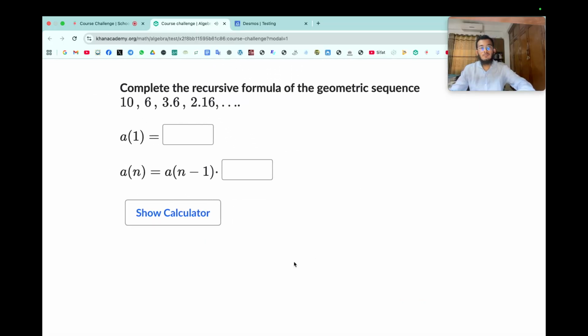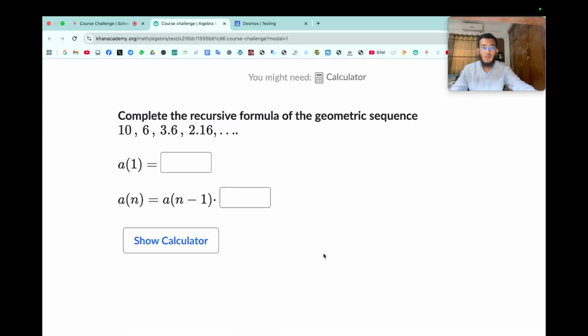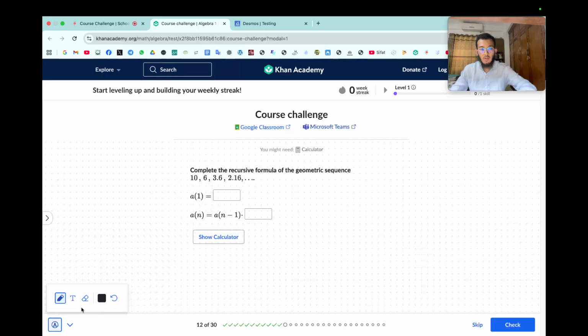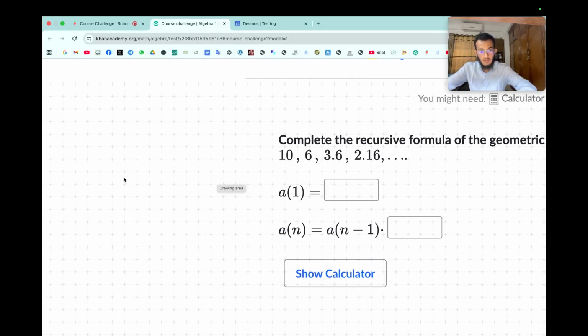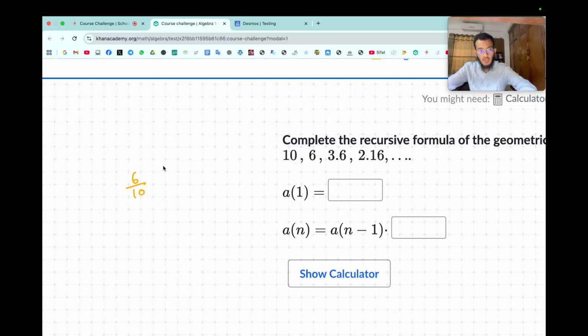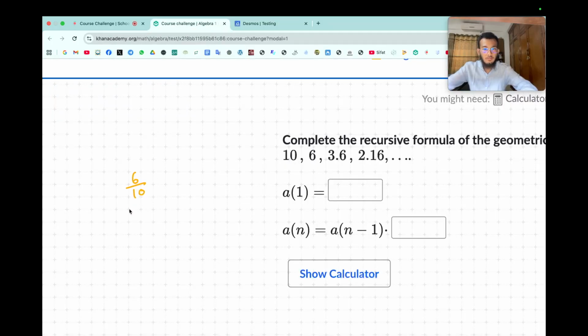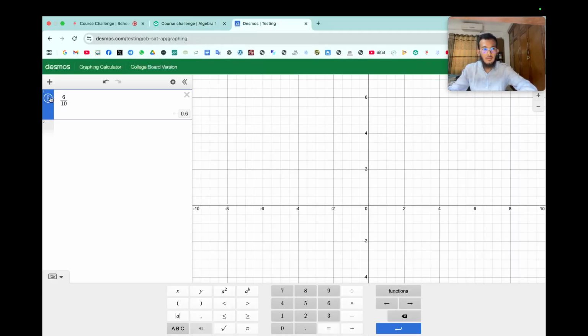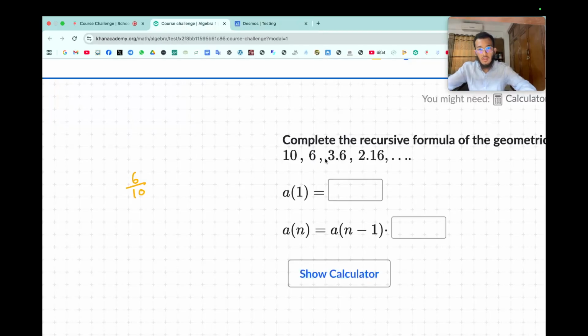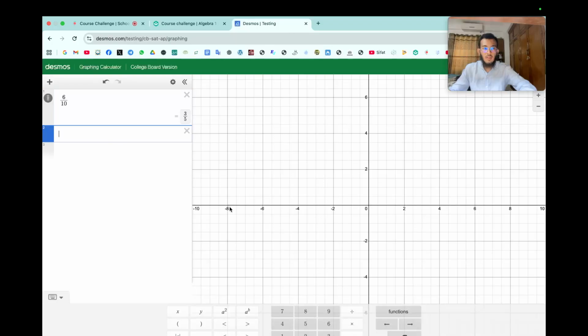Alright, complete the recursive formula of the geometric sequence. For a geometric sequence, we first find the common ratio, which we do by dividing the second term by the first term. So 10 by 6 is 3 upon 5, 0.6. Alternatively, you could do 3.6 divided by 6 as well. It would give you the same answer.